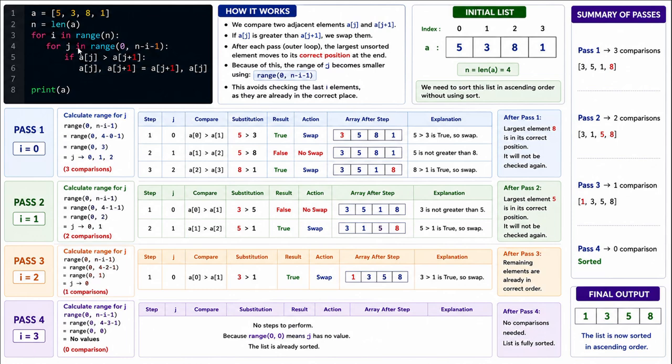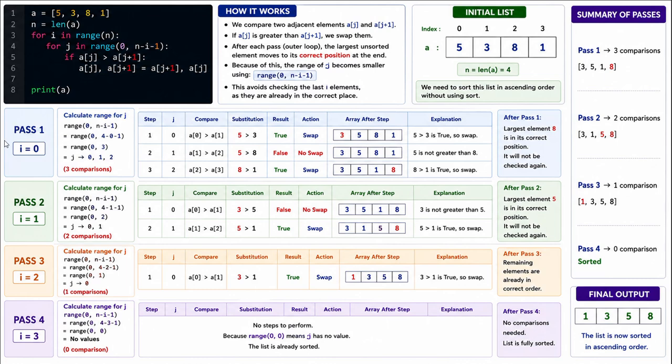Now here for j in range of 0 comma n minus i minus 1. Because of this, the range of j becomes smaller. And here we have to compare two adjacent elements: one is a of j and another one is a of j plus 1. Then we will go to the explanation.